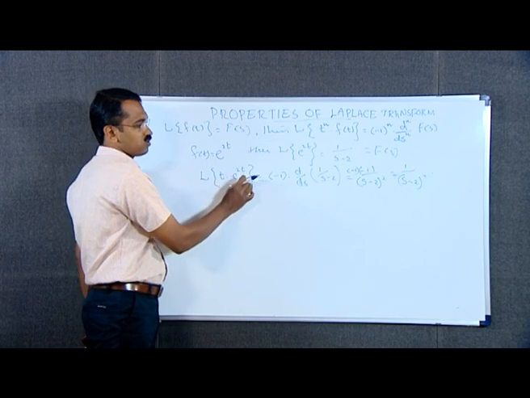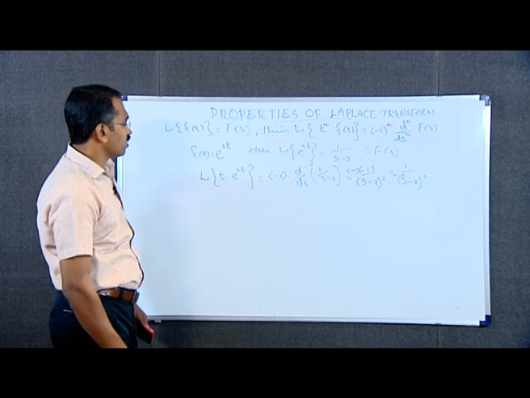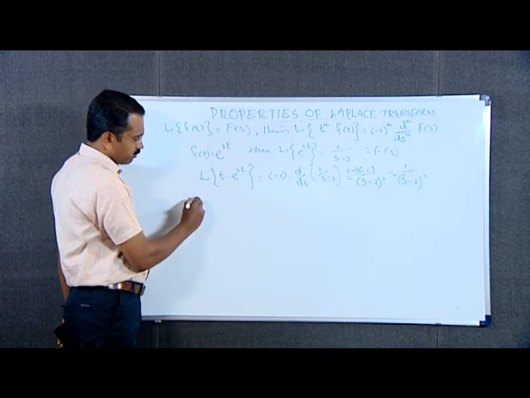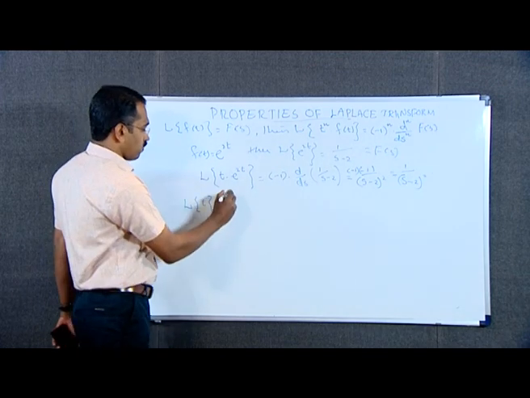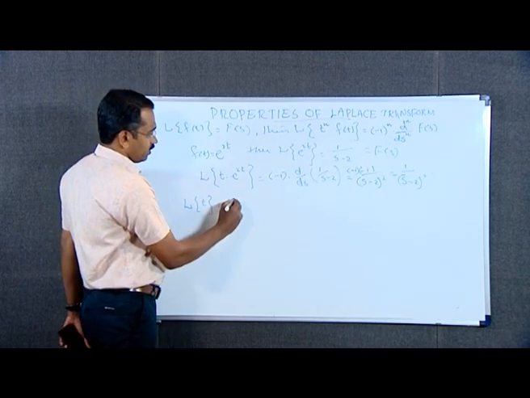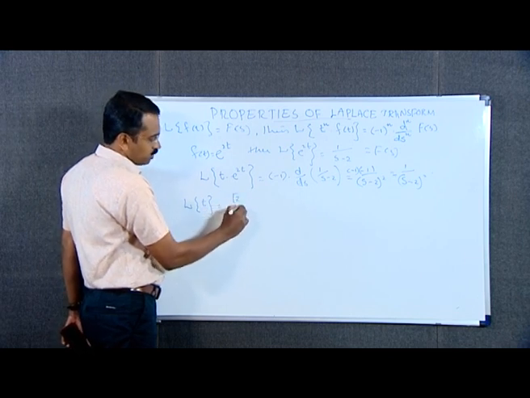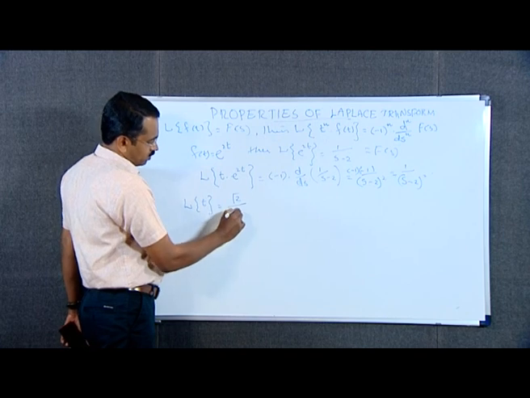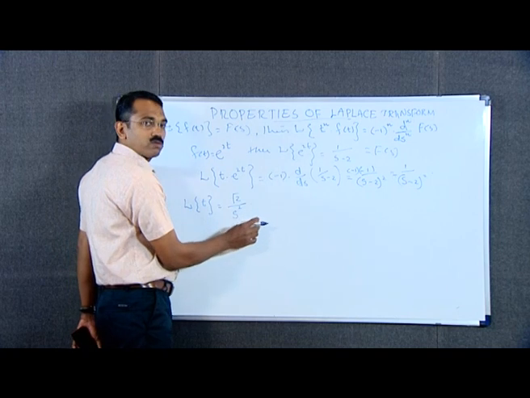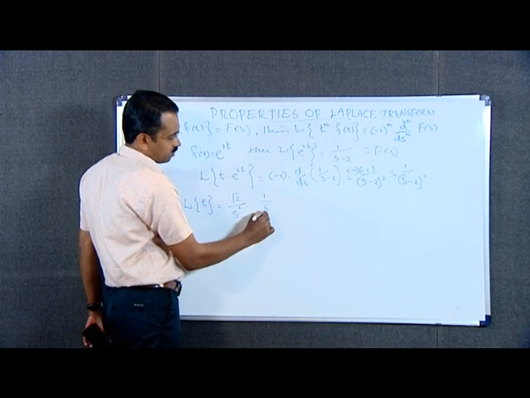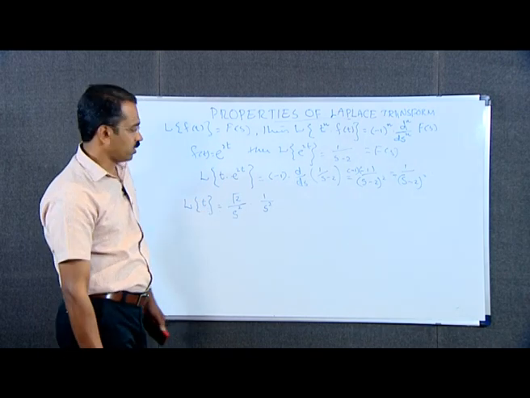We can verify this. L of t into e raised to 2t is 1 by s minus 2 whole square, because we know that the Laplace transform of t is equal to gamma 2 divided by s square. Gamma 2 means 2 minus 1 factorial, that is 1 by s square. L of t is equal to 1 by s square.